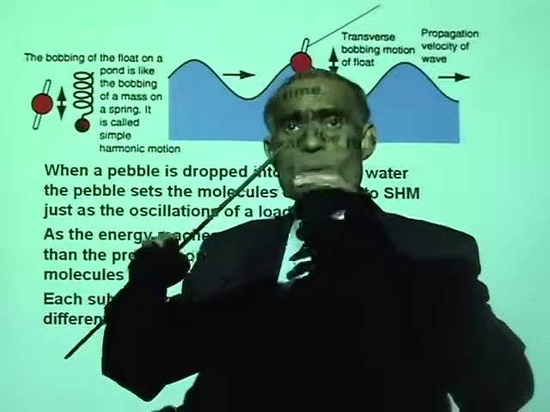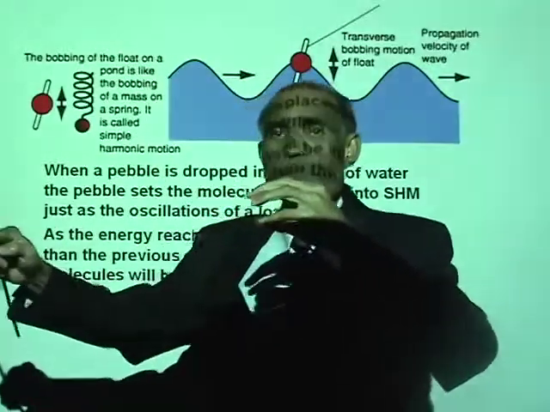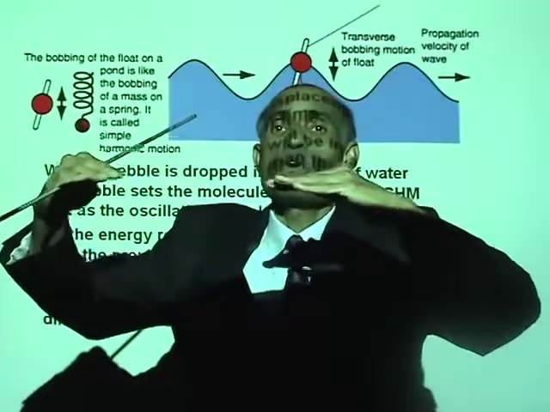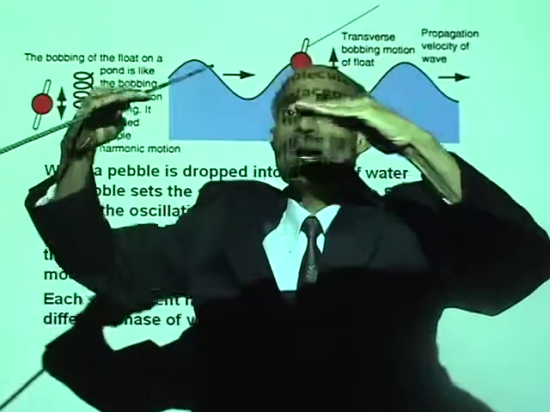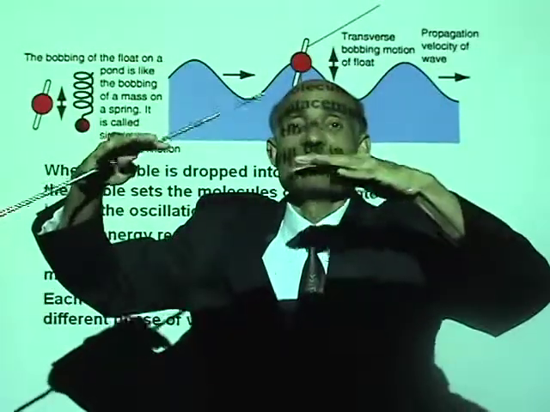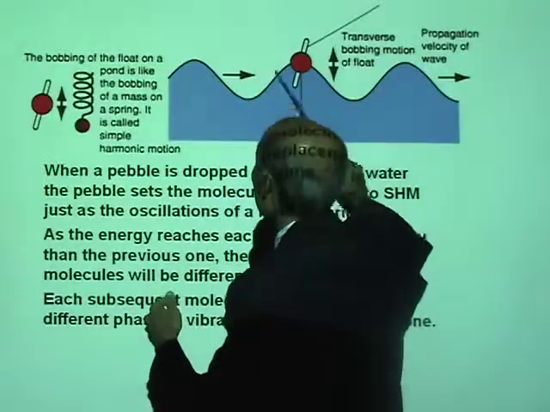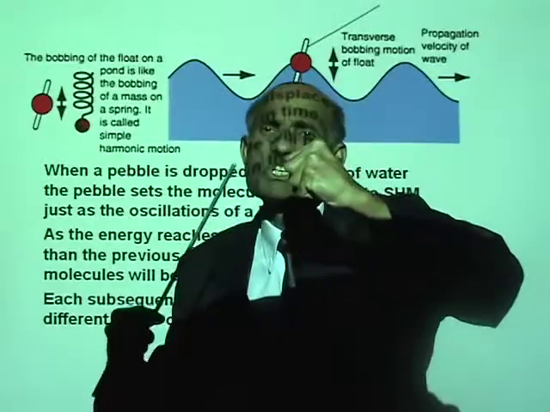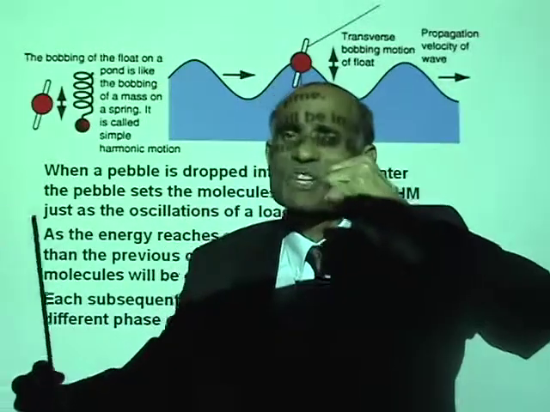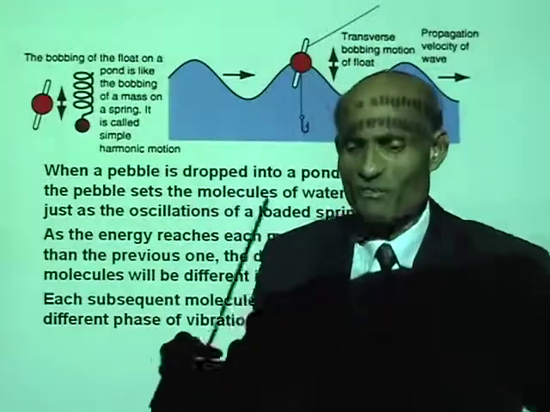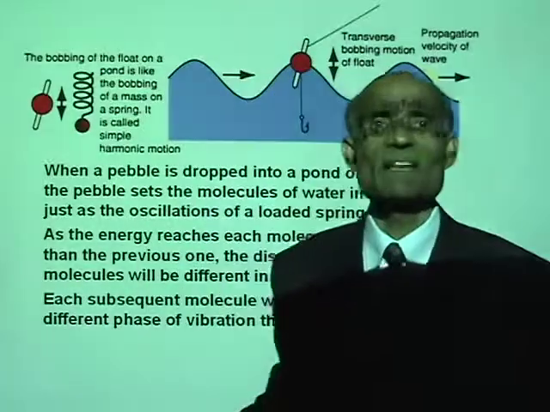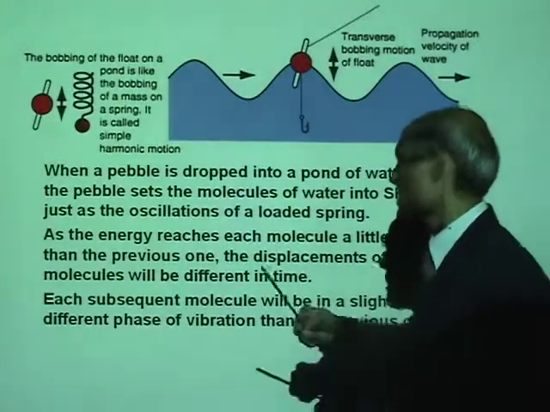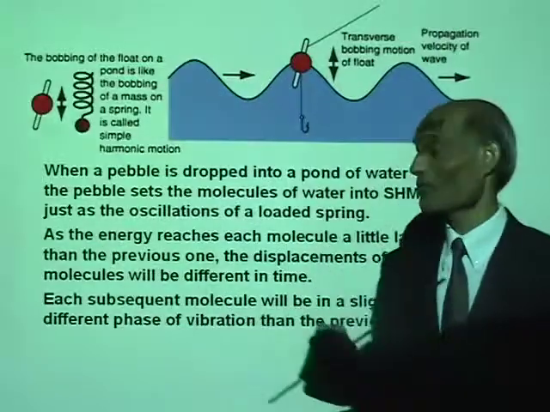Now, if you look at many particles in the medium, if they all vibrate together, can you imagine all of them moving up and moving down together? Now, that will not create a profile like this. Now, what happens is, each particle has a different phase of vibration. Now, what is the meaning of phase of vibration? I will illustrate that in a second. Now, each subsequent molecule will be in a slightly different phase of vibration.